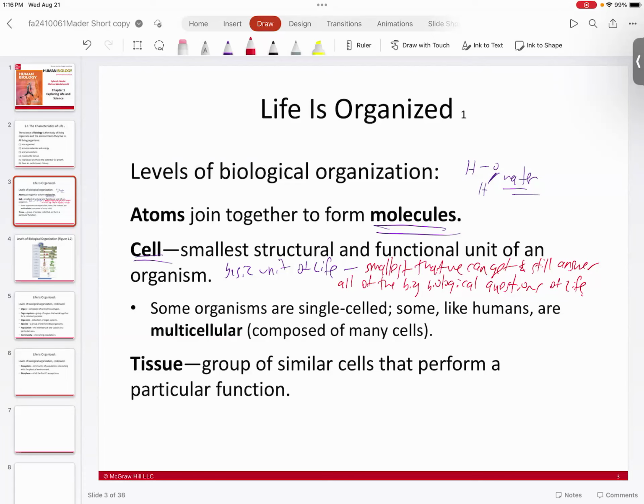Now, some cells are single cell, like prokaryotes, which are like bacteria. Others, like us, are multicellular. That basically means we're composed of many, many cells. And if you're composed of many cells, guess what you have to do? You have to organize those cells. You have to get those cells to work together and create some order, right? Nothing good comes from chaos.